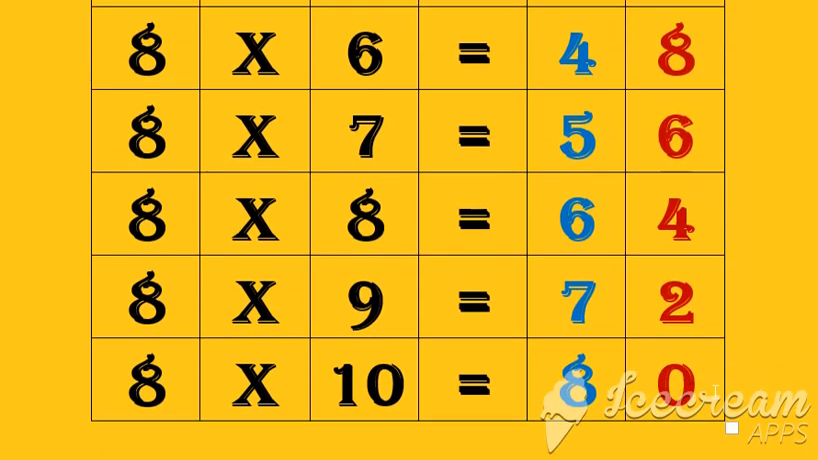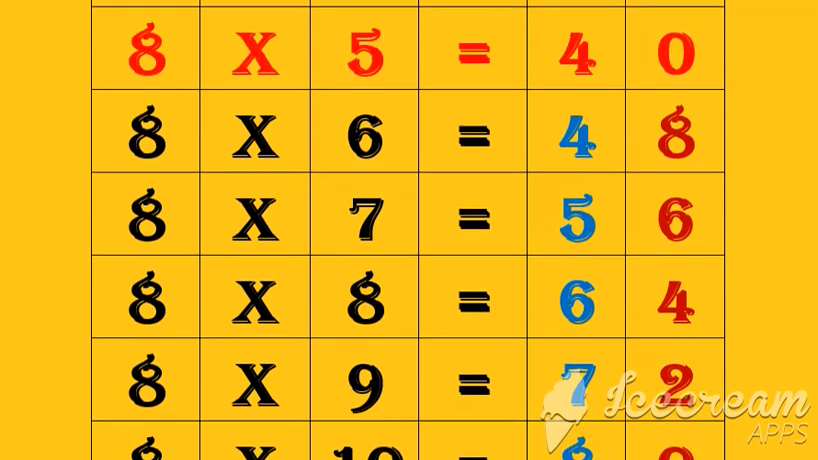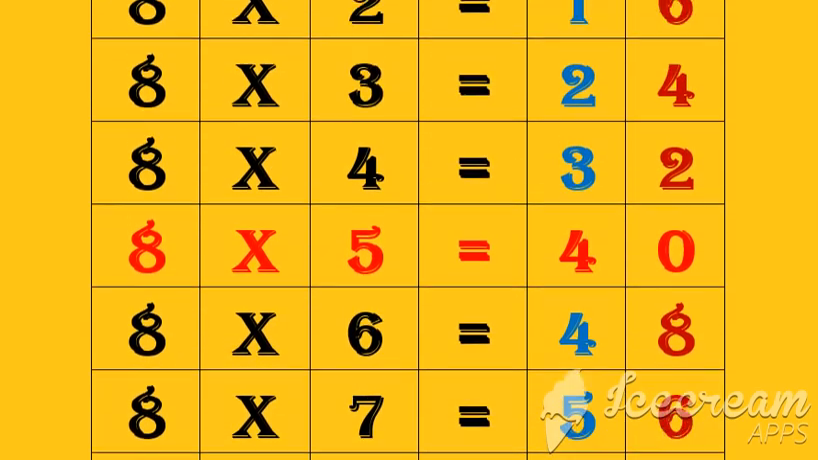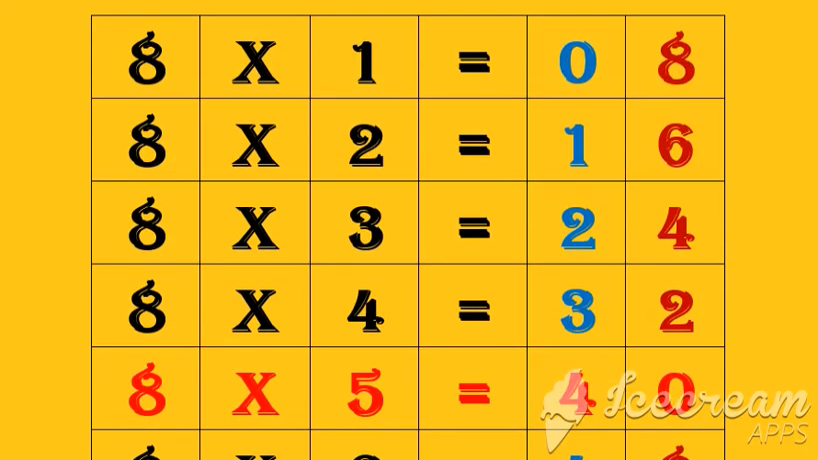Then in the reverse order 0, 2, then skip counting of 2: 4, 6, 8. Then again 0, 2, 4, 6, 8.